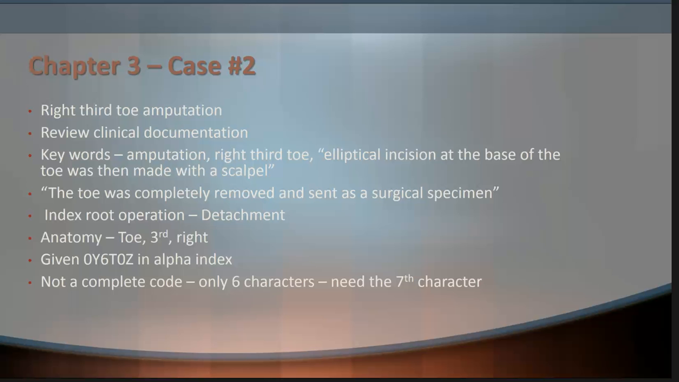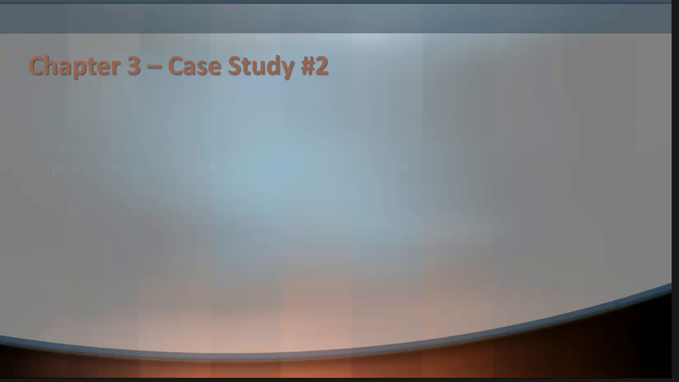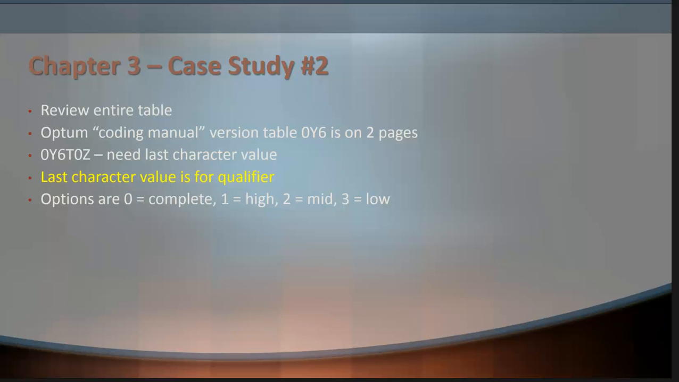In the alpha index of ICD-10-PCS, we're given 0Y6T0Z. And if we review that, that's only 6 characters. So we need that 7th character. The only way we're going to get the 7th character is to go to the 0Y6 table and then follow the row that relates to T, 0, and Z. When we do that, we find that the last character value is going to identify either 0, 1, 2, or 3 for complete amputation or detachment, or high, mid, or low.